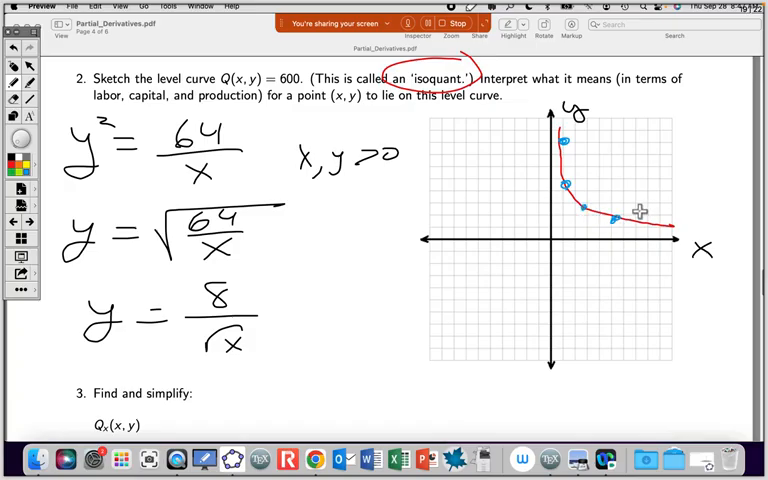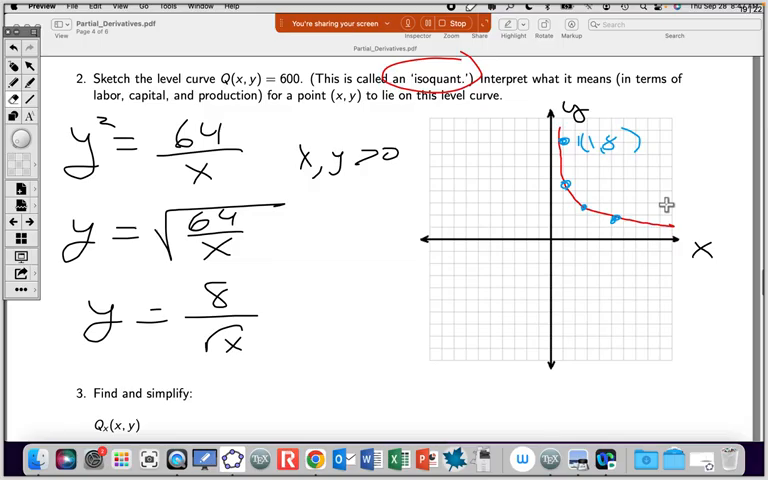for example, 1, 8 is on this curve. I'll put it up here. 1, 8 is on this curve. This represents all the possible combinations of capital and labor that would result in a production of 600,000 units. So isoquant, these are all the combinations that give you the same quantity produced, in this case 600,000.